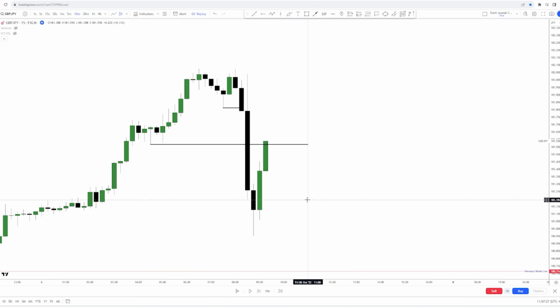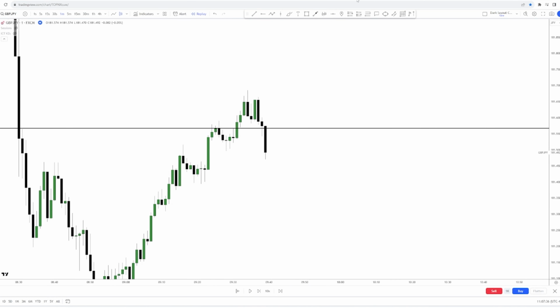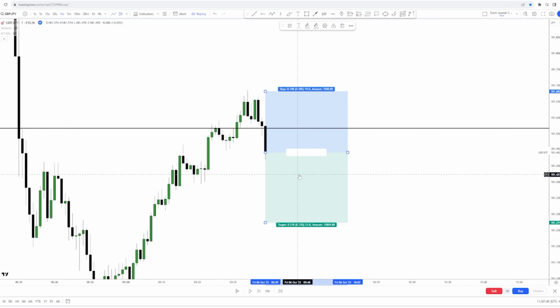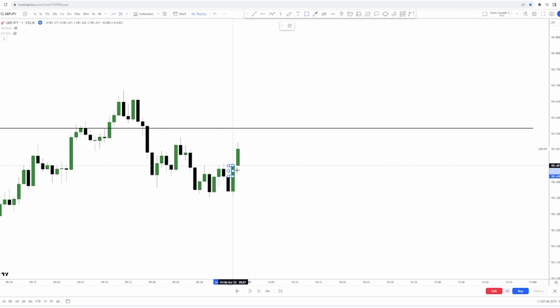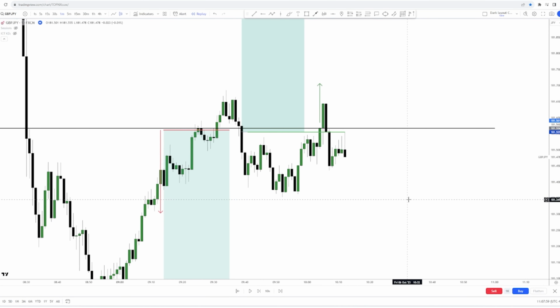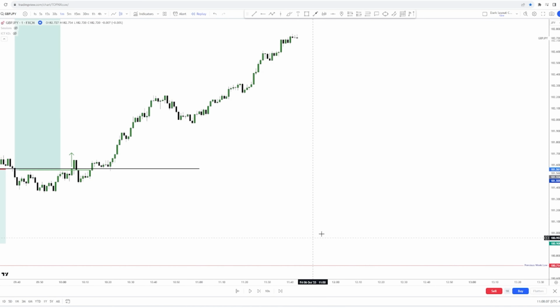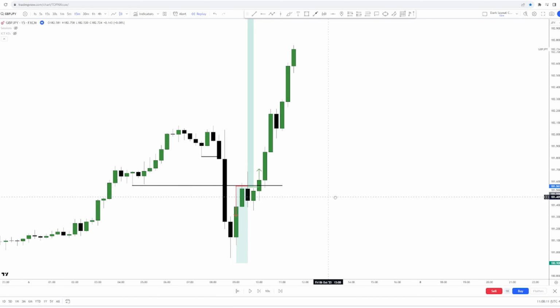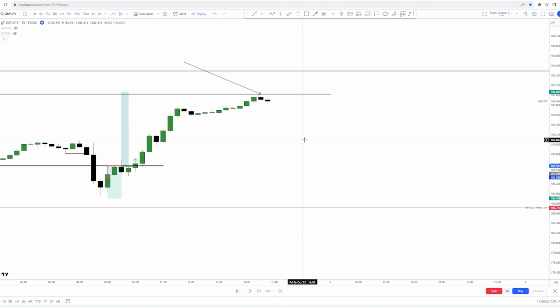Today I will take you through a hedging strategy with the use of ICT concepts. We will be seeing how we can profit every single time by opening two positions against each other, and how we can use ICT concepts in order to get into the best possible scenarios and how to close the losing trades so that in the end of the day we come into profit.